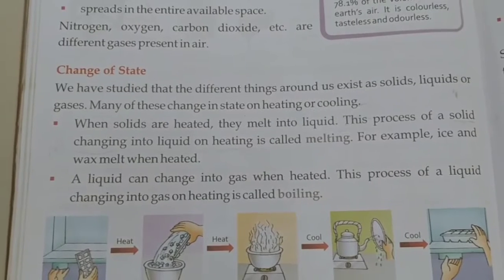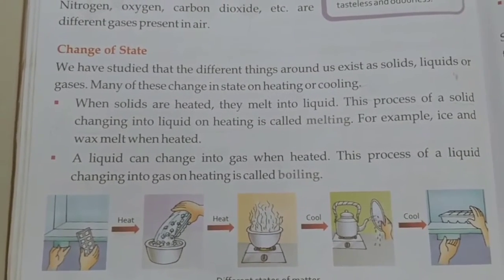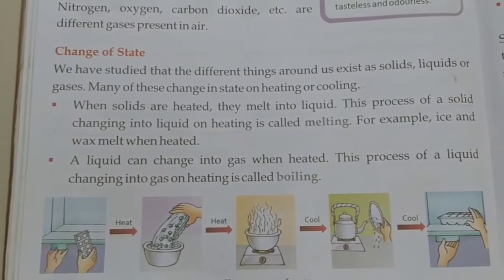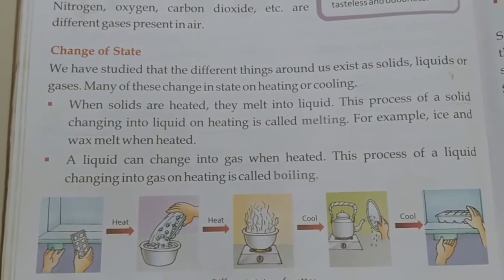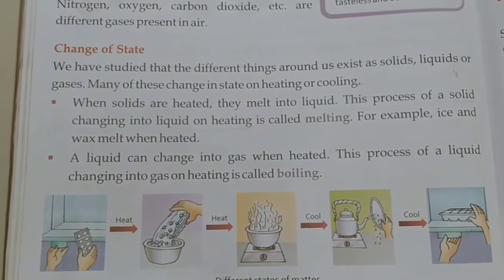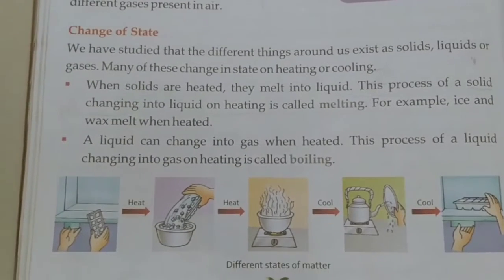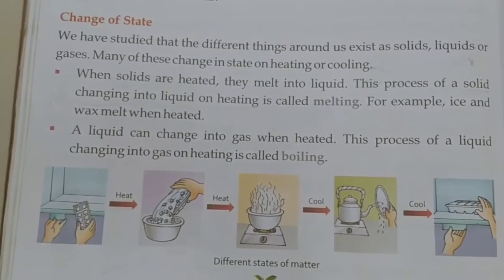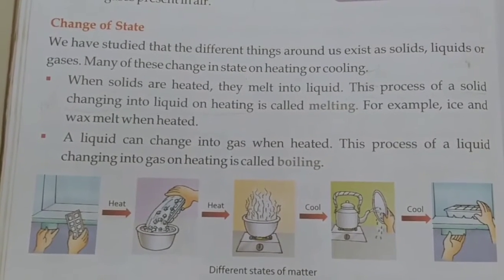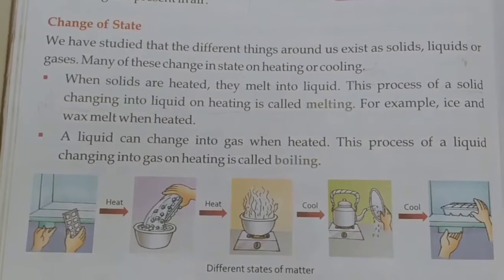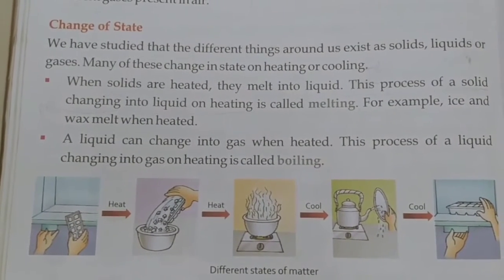When solids are heated, they melt into liquid. This process of a solid changing into liquid on heating is called melting. For example, ice and wax melt when heated. Next, a liquid can change into gas when heated. This process of liquid changing into gas on heating is called boiling.